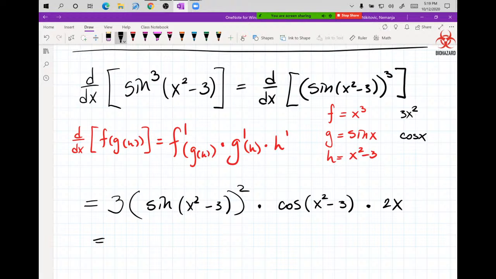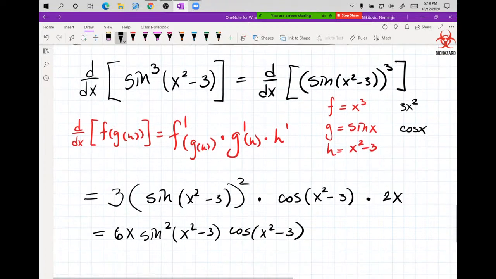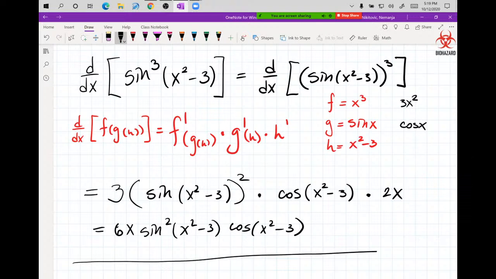So all of this simplifies into 6x sine squared of x squared minus 3 times cosine of x squared minus 3. And now there is the full answer. So we had 3 functions this time. And a lot of problems in your textbook have 3 functions, even more. Let's take a look at another example of this monstrosity.